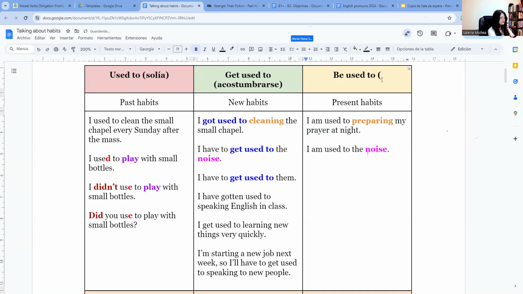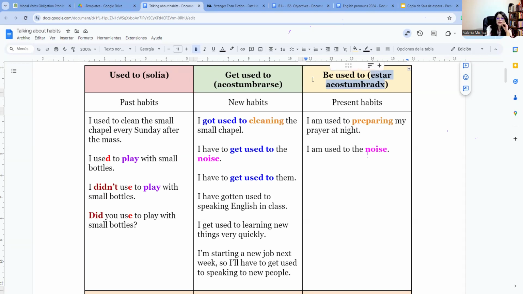O estar acostumbrado, of course. Yeah, so it is necessary to keep it in mind because those little translations are going to help us also remember what's the difference between each of them. Solía in the past, now it's acostumbrarse in the new habit, and I'm already used to, ya estoy acostumbrada a algo. That would be it, yeah?